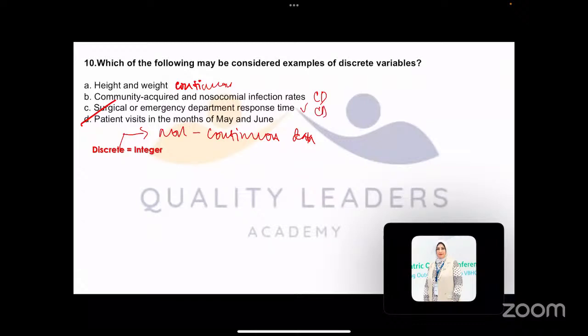So patient visits in May and June. Can we say a patient visited 1.5 times? No, of course. It must be a whole number. So this is not a rate. It is an exact count. So it is discrete data. Any questions so far? Okay, let's move on.